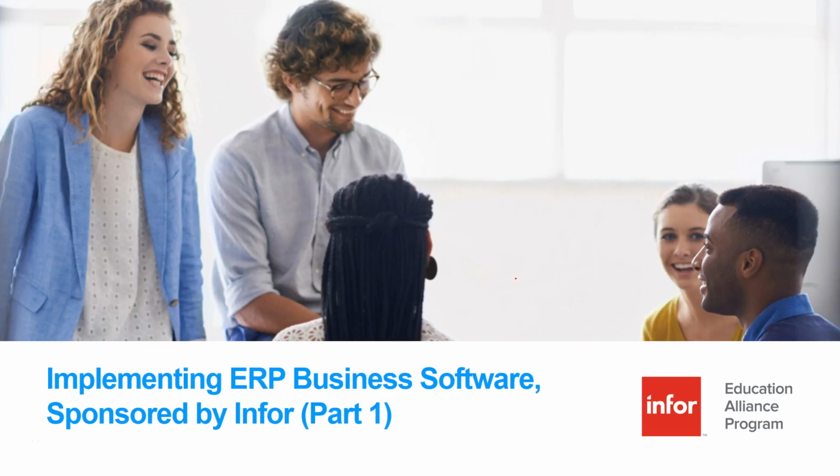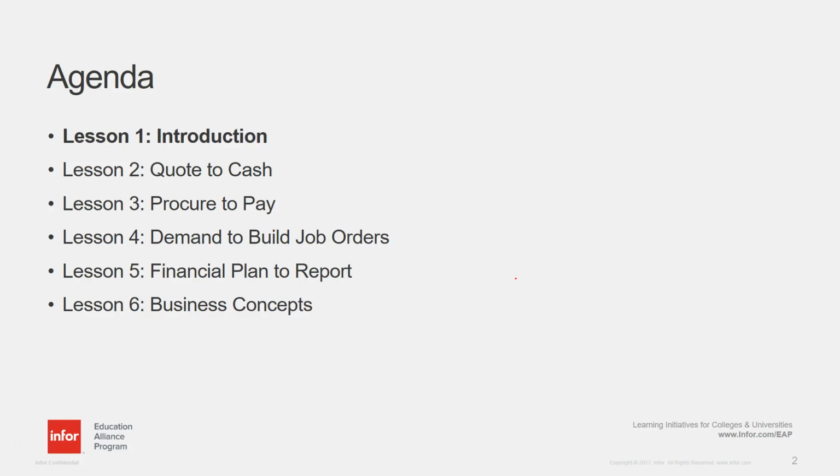Hello everyone. Today we're going to get familiar with CSI and we'll go to the lessons in our workbook, lessons 1 through 6. We'll start with the introduction, we'll work through the quote to cash exercises, procure to pay exercises, demand to bill job order exercises, and financial plan to report exercises. We have already discussed in week 4 the business concepts from lesson 6.